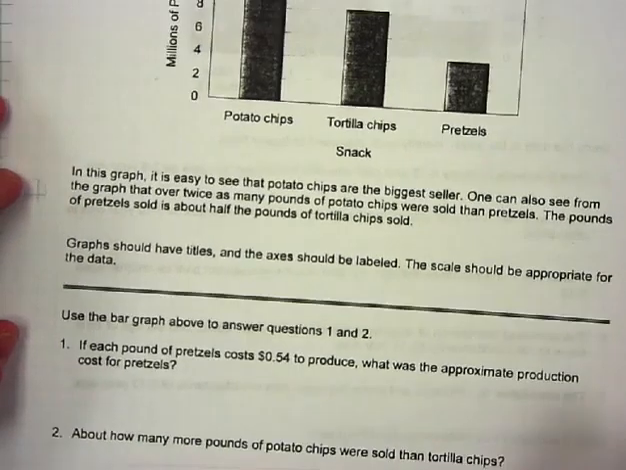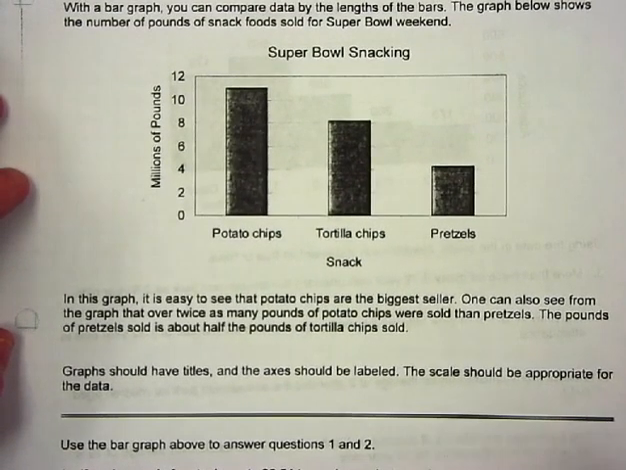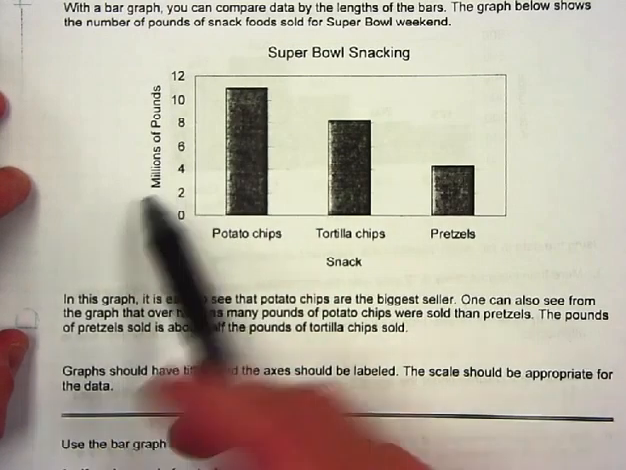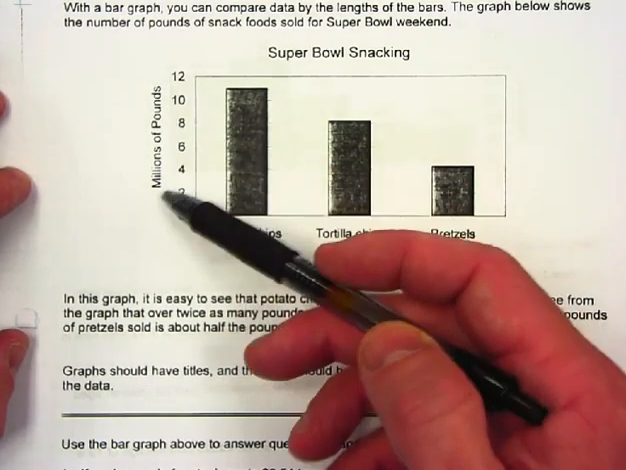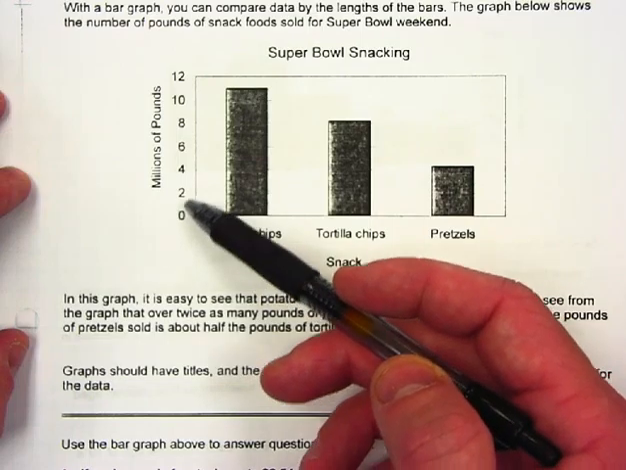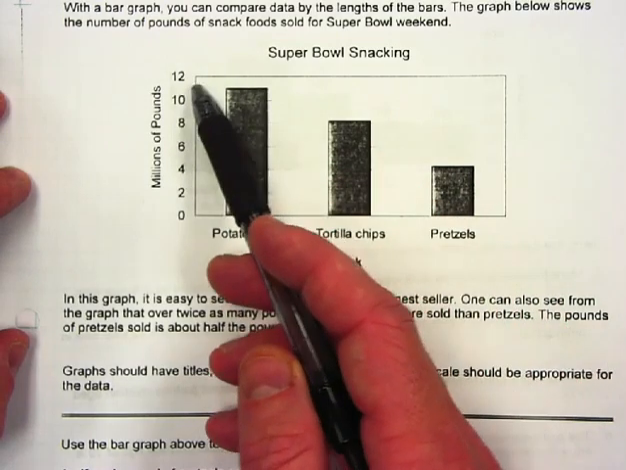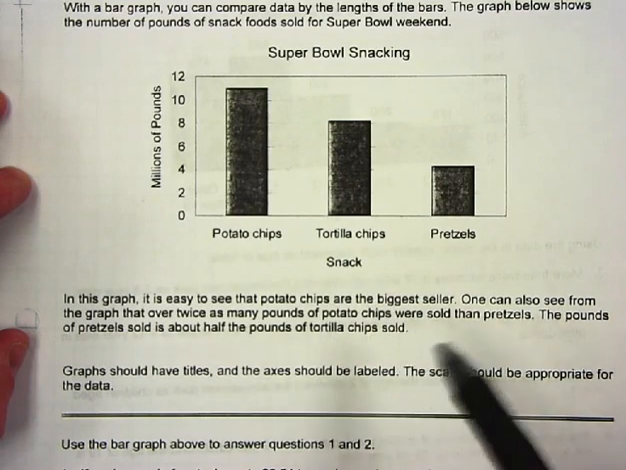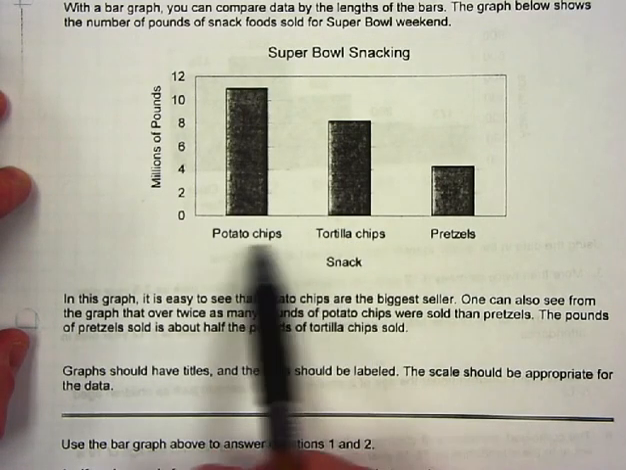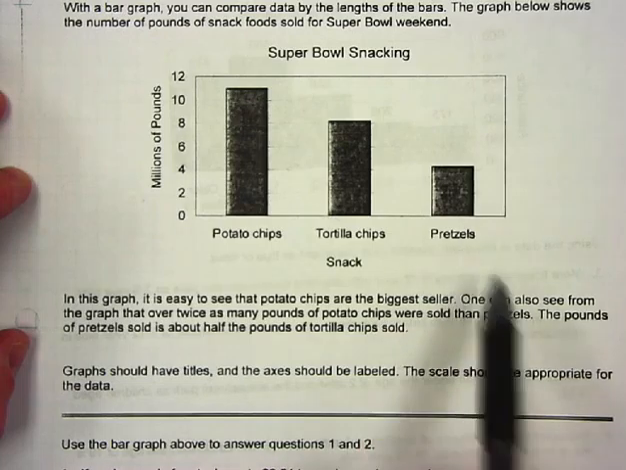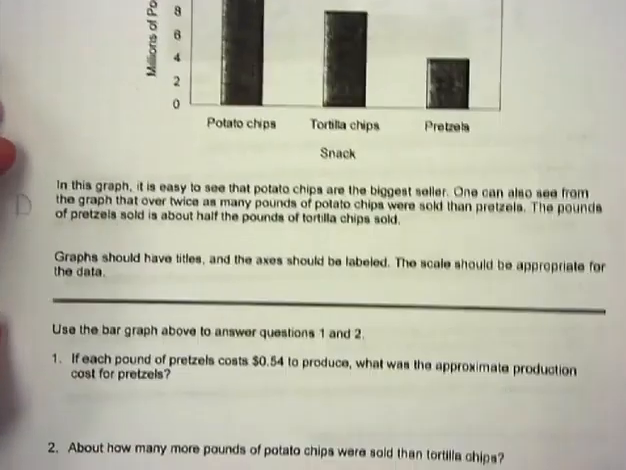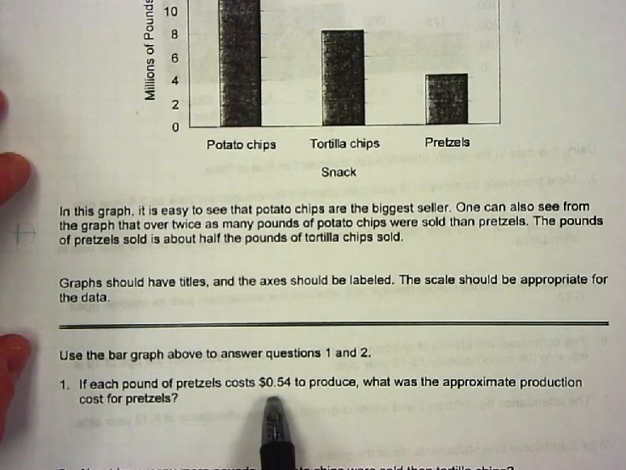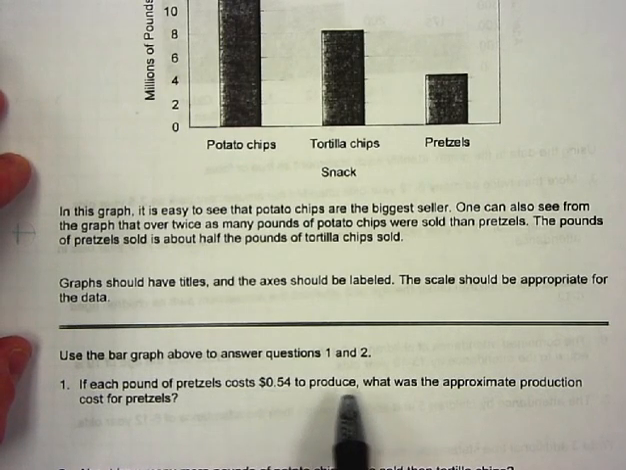We have a bar graph, Super Bowl snacking bar graph, different snacks and how many millions of pounds were eaten. I can tell that from the label on the y-axis, millions of pounds. It goes from 0 to about 11. And then my label on my x-axis is snacks, and then each of the individual bars are labeled potato chips, tortilla chips, and pretzels.